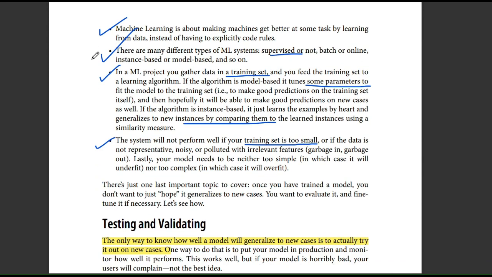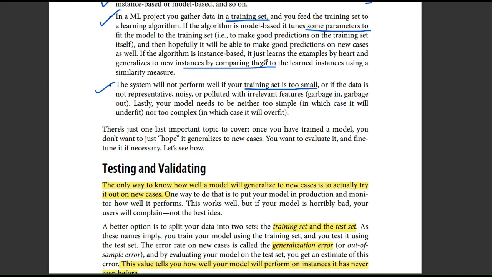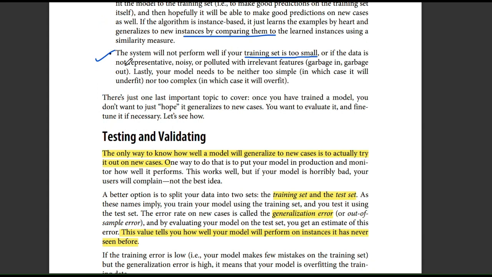So let's just summarize all of it. By now, you already know a lot about machine learning. However, we went through so many concepts that you may be feeling a little lost. So let's step back and look at the big picture. Machine learning is about making machines get better at some tasks by learning from data instead of having to explicitly code rules. There are many different types of machine learning systems: supervised or not, batch or online, instance-based, model-based, and so on. These are broad categories wherein the machine learning models are classified.